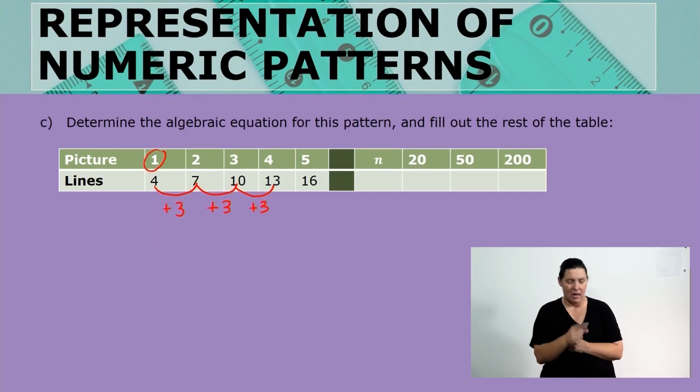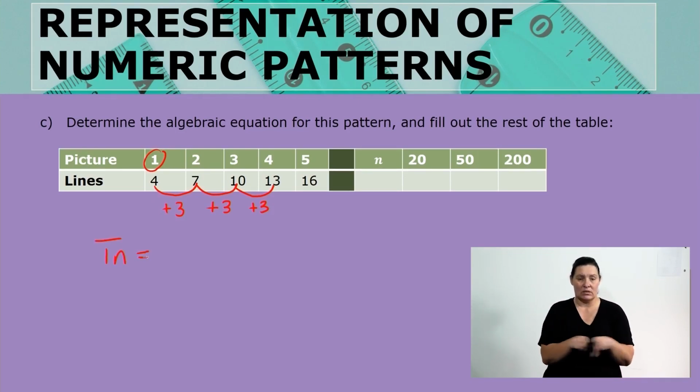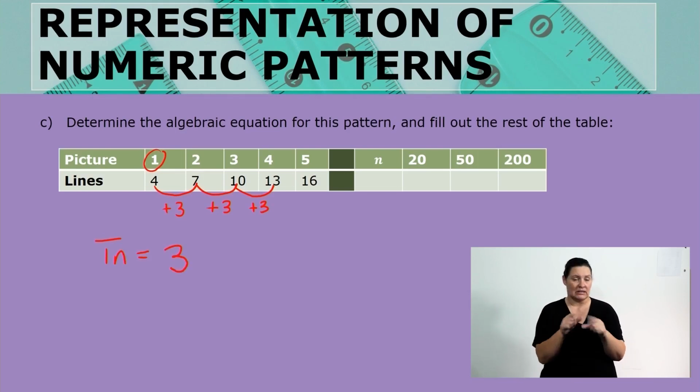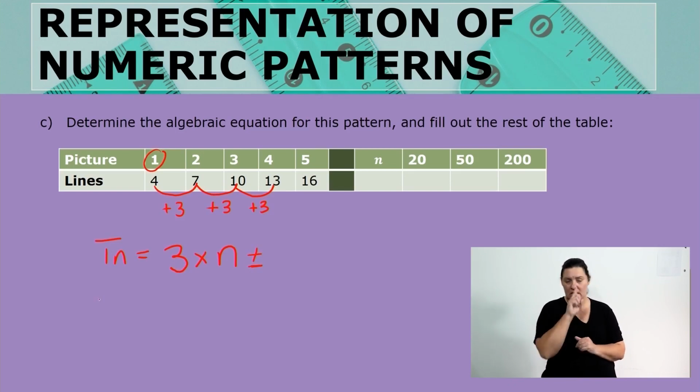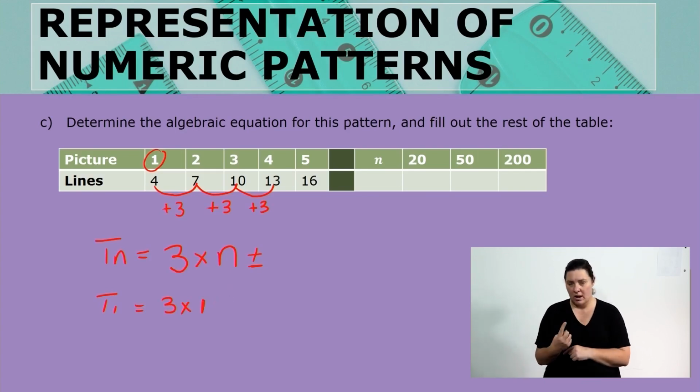Why am I looking for this number? Remember, the constant difference is the first one that we look at when we are looking for our equation. So we are going to say that our Tn is equal to, that is my constant difference, multiplied by my term number, or in this case, the picture. And we need to find something to add or subtract so that we can find the first term. So let's look at the first term, which is going to be 3 multiplied by 1. And then we know that 3 multiplied by 1 gives us 3.